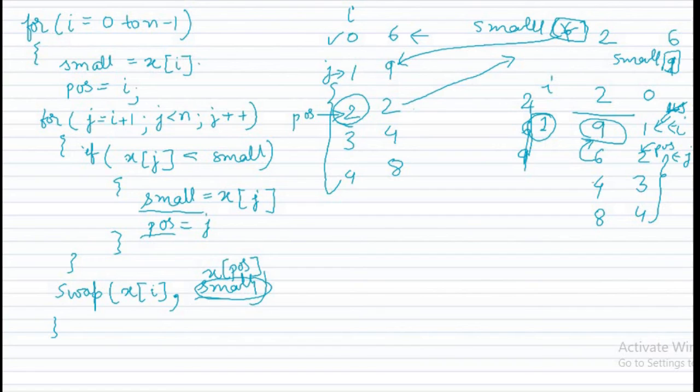Now next, 4 is less than 6. Yes, so now we will change it to 4, and then position will also point to 3. And then 8 is less than 4. No. So ultimately the smallest element of the remaining list, which is 4, or we can say the second smallest element of the list, is in the small variable, and the position is indicating the index of that location. Now we will swap 9 and 4, which is xi and x position. After swapping we get 2, 4, 6, 9 and 8. In this way we can perform the selection sort by running this algorithm.